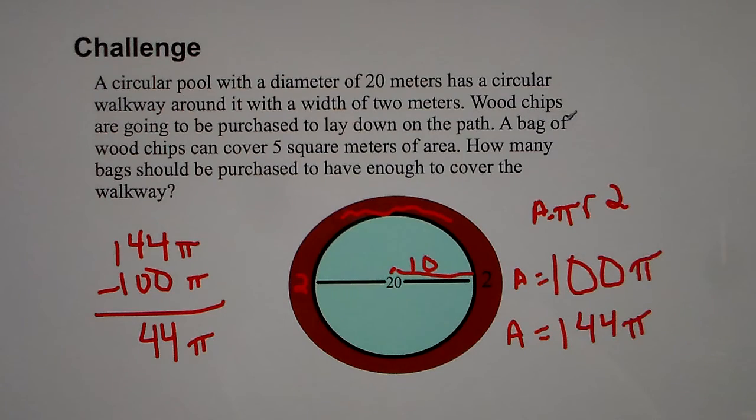So now, a bag of wood chips can cover 5 square meters of area. So what we do, we take our 44 pi, we divide it by 5, because it's all in meters. 44 pi divided by 5. We get 27.64. So it'd be 27.64, that means 28 bags need to be purchased. So it's just a whole combination of things. Small things being put together to solve the real life problem.